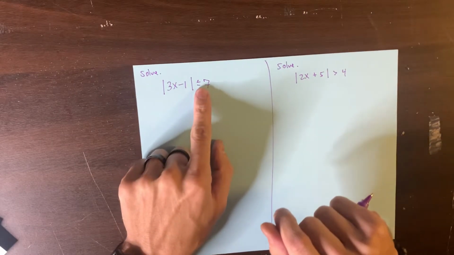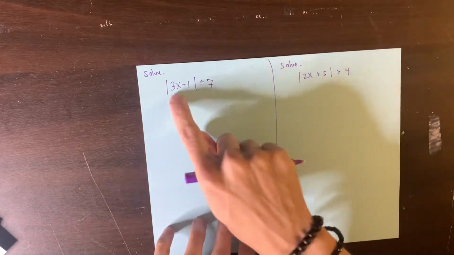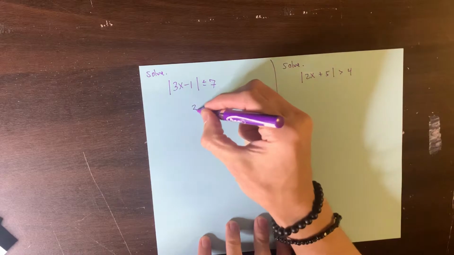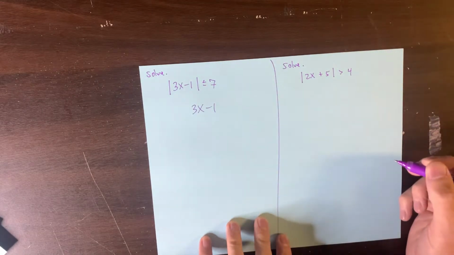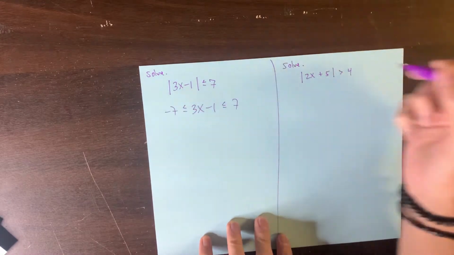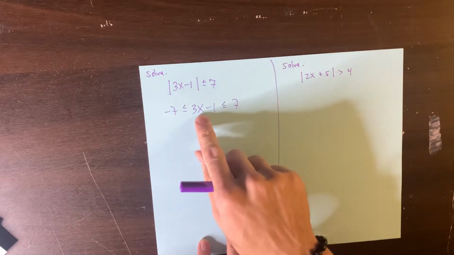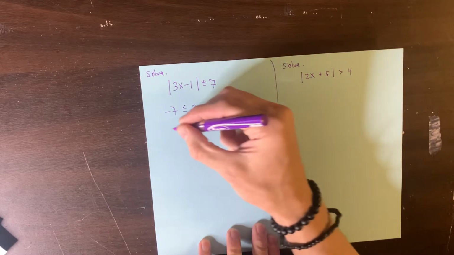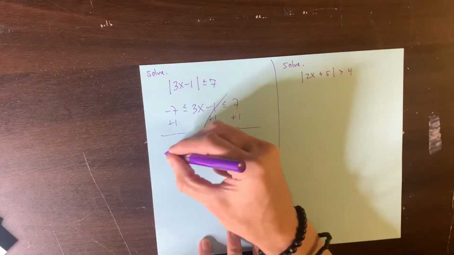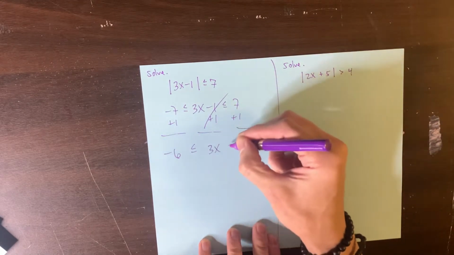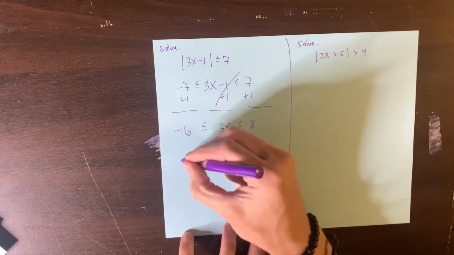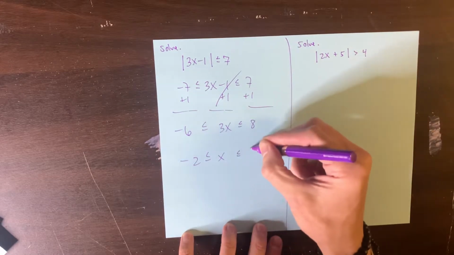So for when it's like this, what you essentially do is you break this up into, well, watch what I do here. Whenever it's pointing like that, I'm going to keep 3x minus 1 in the middle and surround it by the symbol 7, negative 7. The goal is to get x alone. So let me add 1 to all three sides. Add 1, add 1, add 1. And these are gone. This is negative 6 less than or equal to 3x less than or equal to 8. Divide every item by 3, and you get the following result.